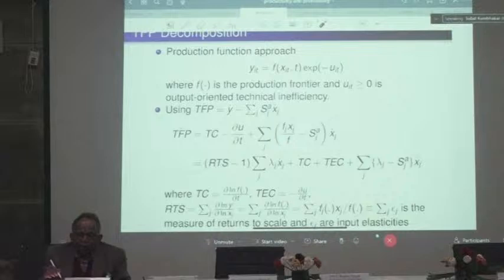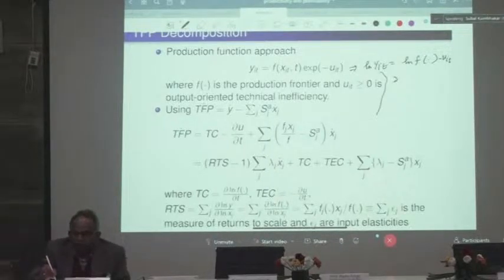Then what you do is take a derivative of this, or what we call the total derivative or total differential, with respect to time. So you just take a log of this. This means log of y_it is equal to log of f, minus u_it. And then you take a derivative of this, the total differential, not partial. And then you do the derivative on the other side.